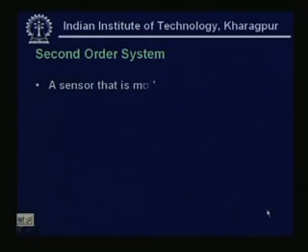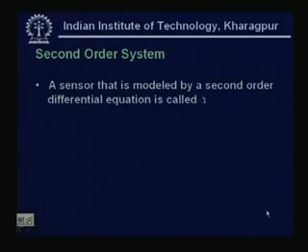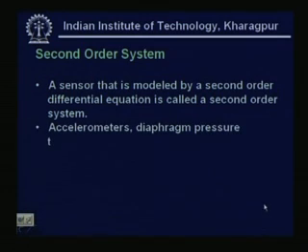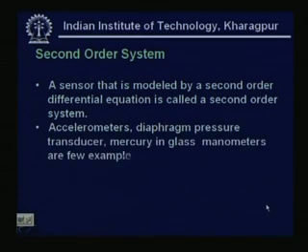Now, a sensor that is modeled by a second order differential equation is called a second order system, quite obviously. How will I know whether it is a first order or second order? I look at the response, because for calibrated instruments I can tell how the response should look. If it can't be modeled by a first order instrument, we have to model it by a second order or higher order instrument. Accelerometers, diaphragm pressure transducers, all these things will be discussed later. Mercury in glass manometers are a few examples of second order systems.